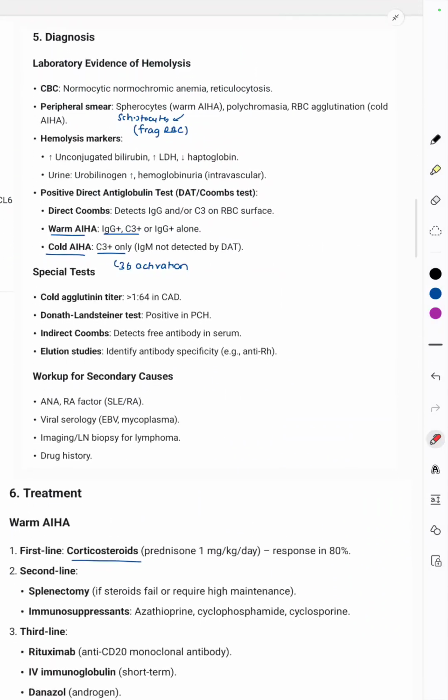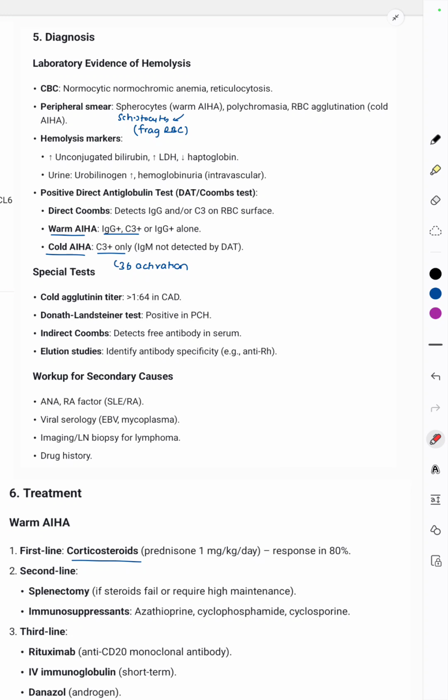And diagnosis is made by CBC and peripheral smear. It will show spherocytes in case of warm AIHA. Schistocytes or fragmented RBCs can also be seen. In cold AIHA, it will lead to the formation of sheets of cells. Then the hemolysis markers: there will be an increase in unconjugated bilirubin levels, increase in LDH levels, decrease in serum haptoglobulin levels, and urobilinogen level increase. Hemoglobinuria is seen in case of intravascular hemolysis.